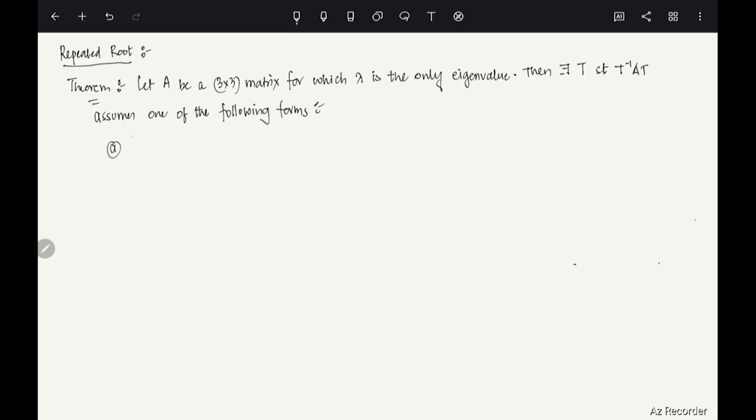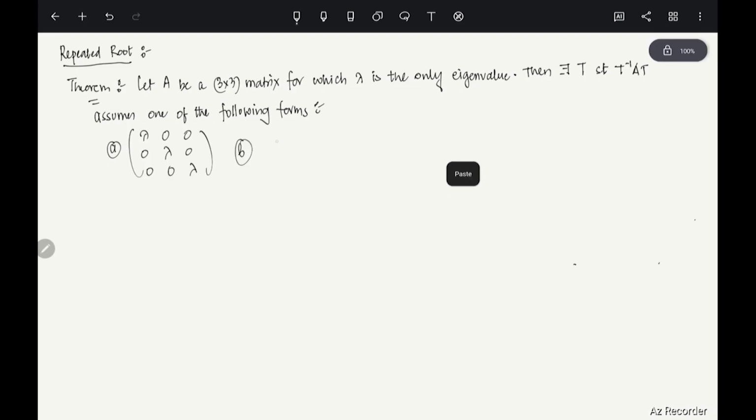The first form may look like this: lambda 0 0, 0 lambda 0, 0 0 lambda. So when is this case? Essentially, you can think of it intuitively: the first case is achieved when there is just one eigenvalue, but for that eigenvalue you have 3 linearly independent eigenvectors. This is the same for an n cross n matrix: if for one eigenvalue you have n linearly independent eigenvectors, then the corresponding matrix will look like this, lambda times I, essentially.